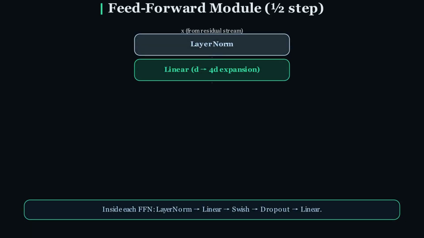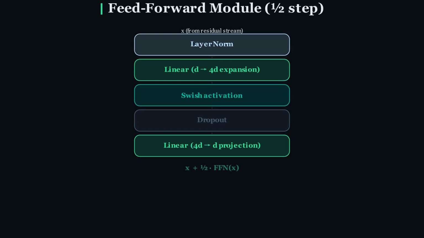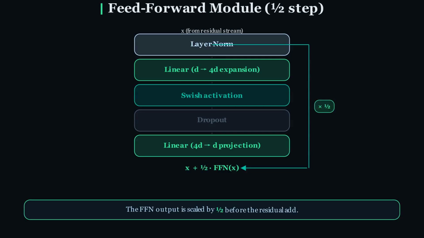Feed forward. Let us look inside one feed-forward module. First, layer normalization stabilizes the input. A linear layer expands the dimension by 4. The swish activation adds a smooth non-linearity. Dropout regularizes the signal. A final linear layer projects back to the model dimension. The output of the feed-forward module is scaled by 1/2 before being added back to the residual stream. This is the half-step design. 2 such halves bookend the attention and convolution modules.